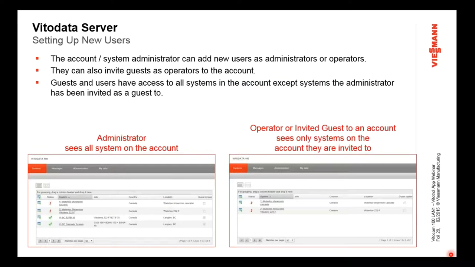So, like I said earlier, there are two types of accounts. Either type of account, operator or administrator, can access the system. Guests access the system as well. On the left-hand side here, I have all the systems that the administrator sees. But over here, the guest operator only sees the systems that he's been invited to. So you don't have to worry that everybody sees everything. As an example, your tenant might have his house, but if the landlord owns three buildings, they don't see the other buildings. They just see the building that they have guest access to.